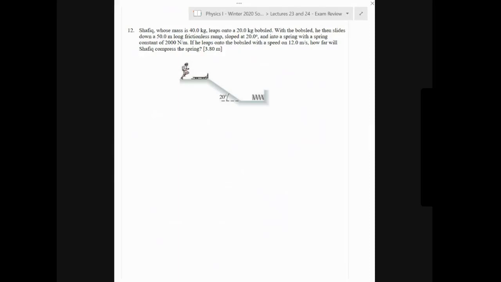This is one that's similar to one of the problems on one of the tests. So Shafiq has a mass of 40 kilograms, and jumps on top of a bobsled. With the bobsled, he slides down a ramp and collides into a spring that has a spring constant of 2,000 newtons per meter. If he leaps on the bobsled with a speed of 12 meters per second, how far will Shafiq compress the spring? What kind of question is this?